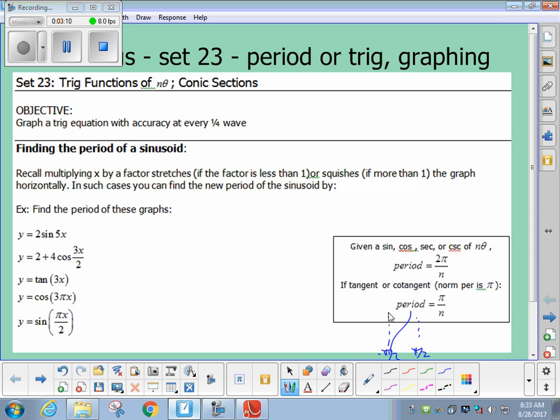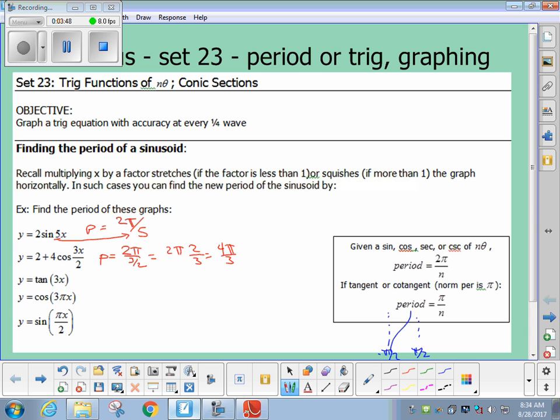So if you find the period by taking 2 pi and dividing by the coefficient, this first problem would have a period of 2 pi over the coefficient 5. The period would be 2 pi over 5. In this case, the second case, the period would be 2 pi divided by 3 halves, which is 2 pi times 2 thirds, or 4 pi over 3. The wave would have a wavelength of 4 pi over 3.